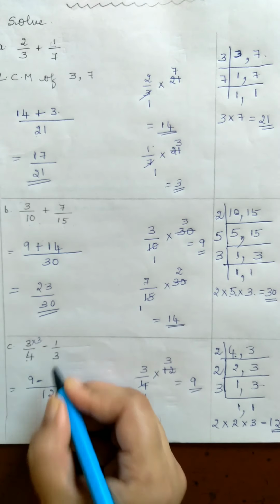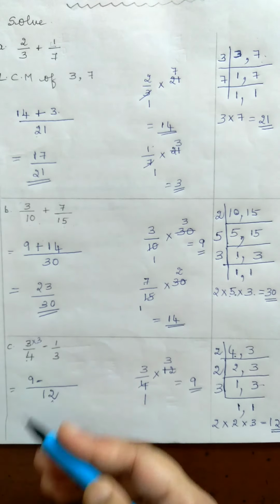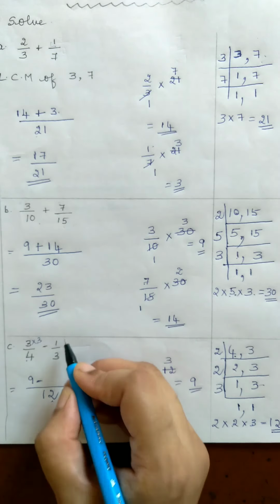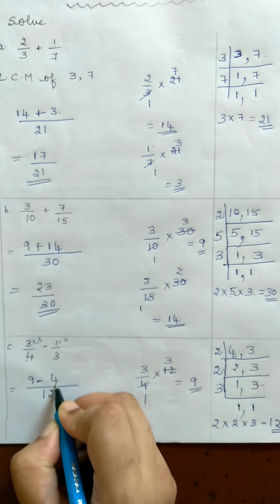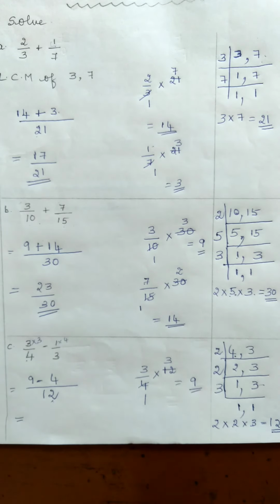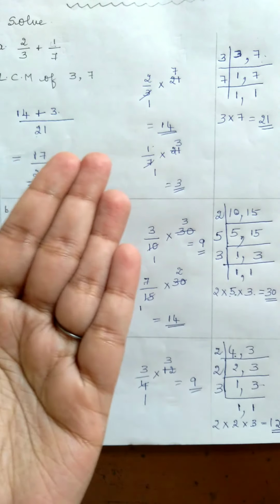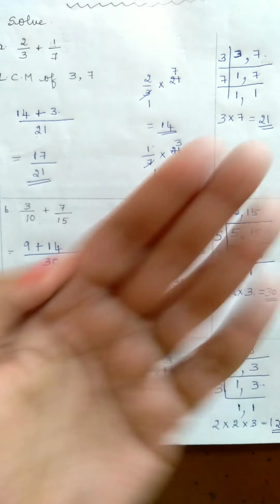Minus, we have 1 by 3. 3 4s are 12. Multiply with the numerator. So 4 1s are 4. Therefore, we have 9 minus 4 divided by 12. We have 9. Take 4. The remaining is 5.